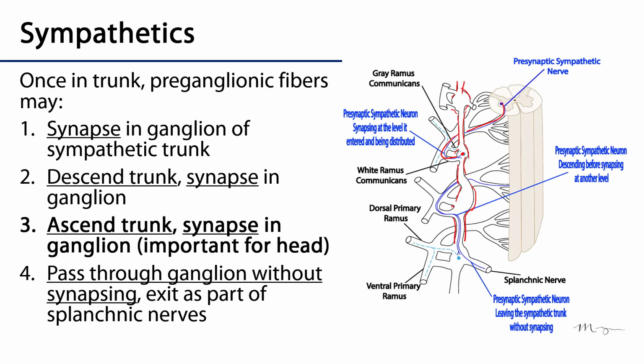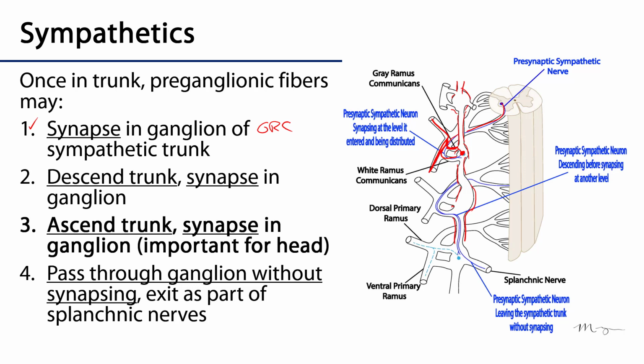The first thing that can happen is, very simply, it synapses with a postganglionic or postsynaptic fiber, and then it travels back to the VPR via a gray ramus communicans, and then it can be distributed throughout dorsal and ventral primary rami. So it can synapse and then head right back to the VPR via a gray ramus communicans.